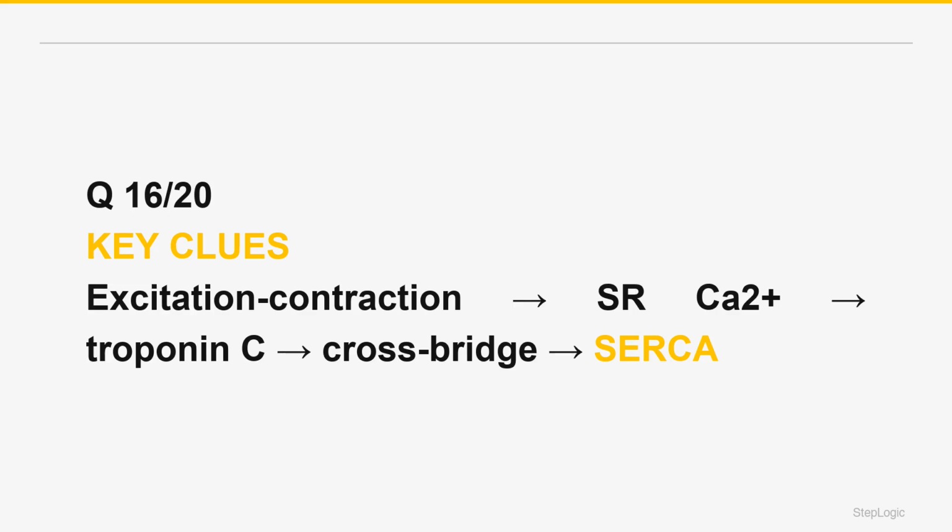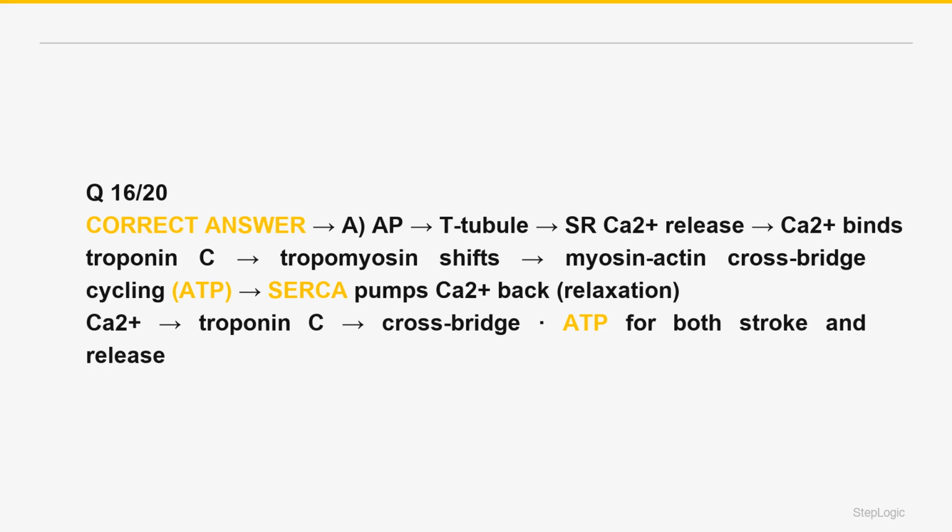Skeletal muscle excitation-contraction coupling proceeds in order. An action potential travels along the sarcolemma and down the T-tubules. This depolarization triggers release of calcium from the sarcoplasmic reticulum via the ryanodine receptor. The released calcium binds troponin C, which causes tropomyosin to shift away from the myosin binding sites on actin, exposing them. Myosin heads then bind actin, forming cross bridges, and pull the thin filaments inward, the power stroke, shortening the sarcomere. The correct answer is A.